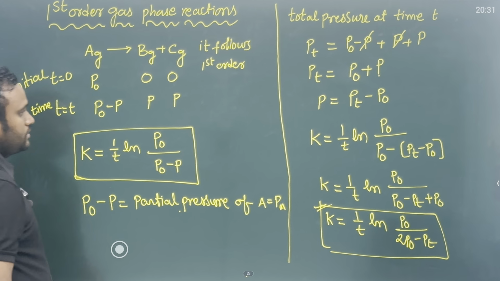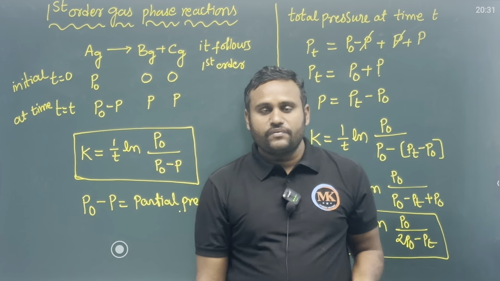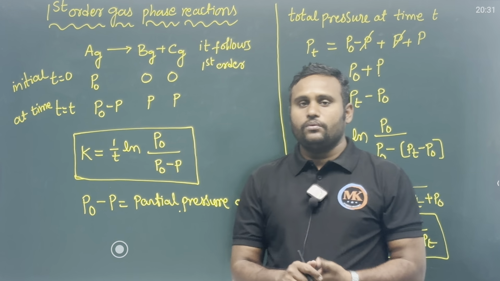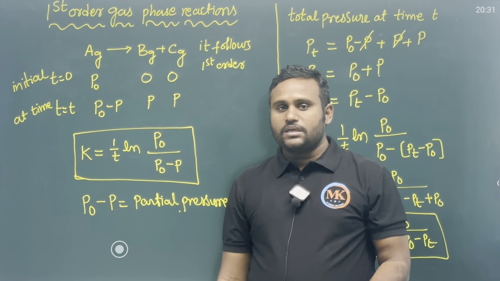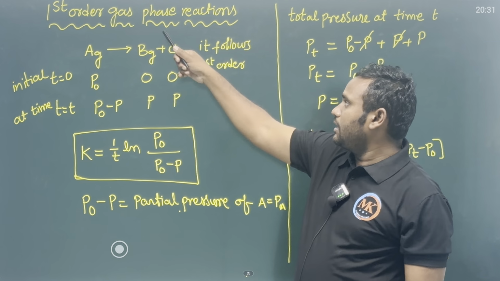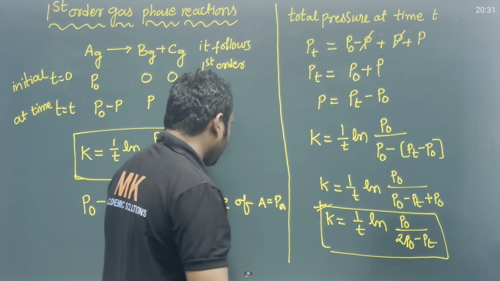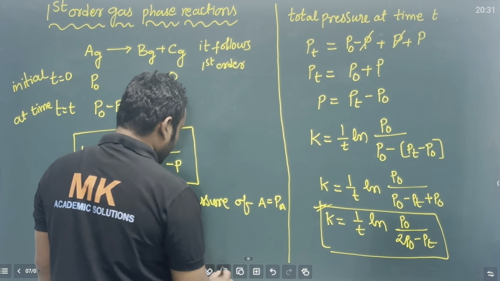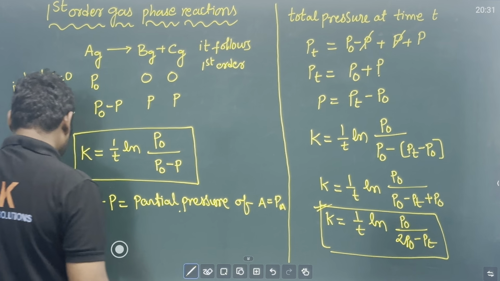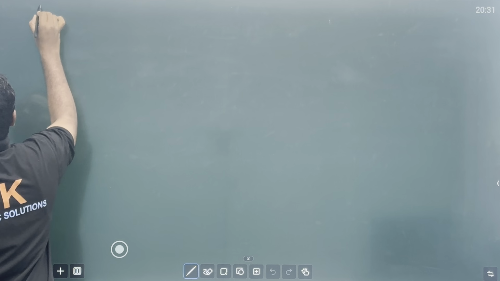Next, let us discuss the rate constant for the nth order. Up to now I have explained in previous classes the rate constant for zero order, first order and first order gas phase reactions. Next, let us go to the rate constant for nth order.